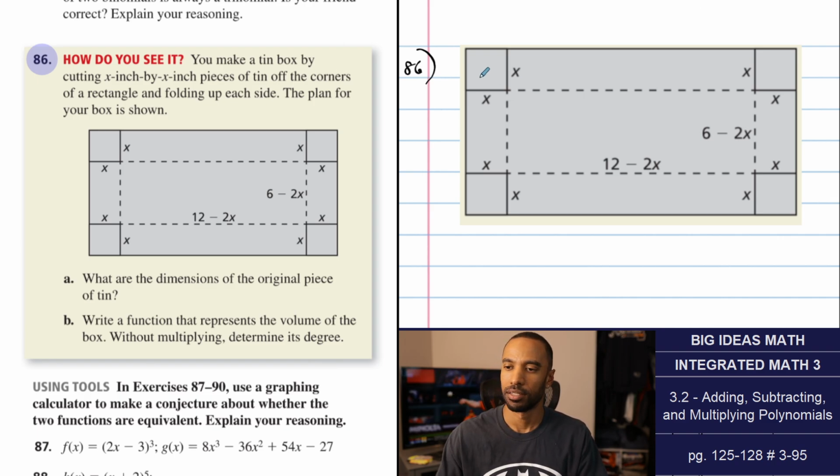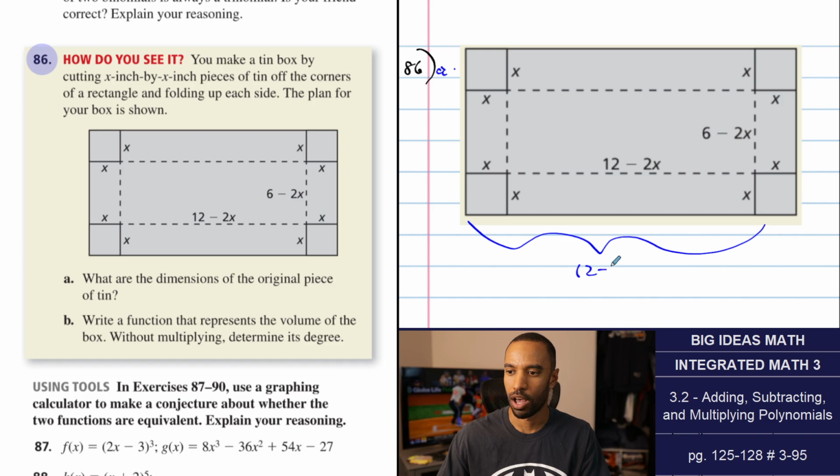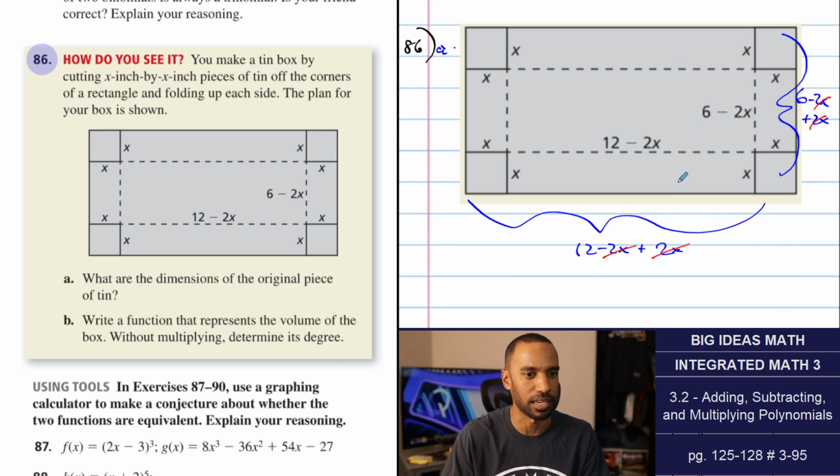Okay, part A says, what are the original dimensions? These x's get added to these. So this is 12 minus 2x plus the 2x's, which means those go away. And this is 6 minus 2x plus the 2x's on top and bottom. Those go away. So the original dimensions of this box were 12 by 6 inches.